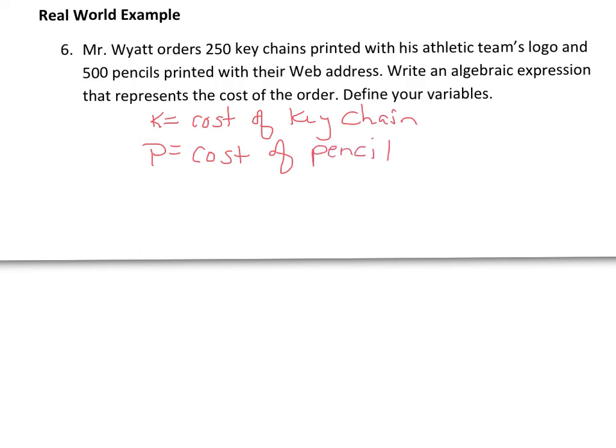All right, so now to come up with a total amount of money here, we're going to take the 250 keychains and multiply that by how much they are. So if there's like $2 a piece, I take 250 times 2 and get $500. And I'm going to add that to the total amount I'm going to spend on the pencils. So I have 250K plus 500P. Now notice that it says right here the word expression. Expression means no equal sign. That is very important. You have to know that. So since it says no equal sign, I'm done. If it said equation, now I would need an equal sign with something else. All right, and that concludes the notes for lesson 1-1.